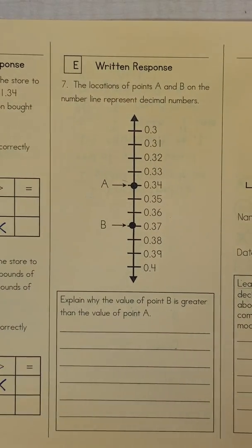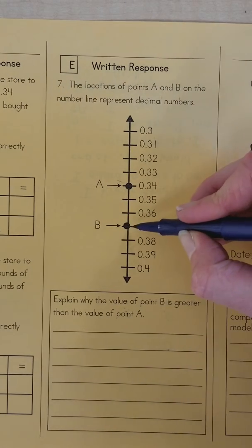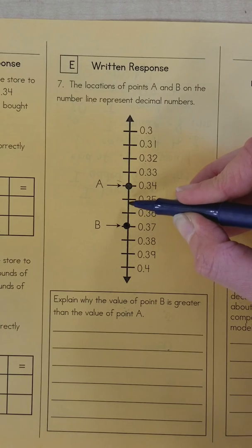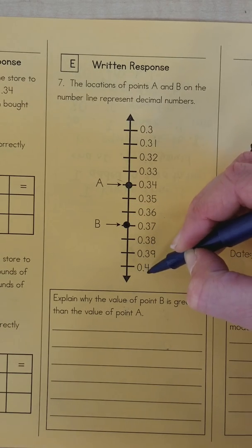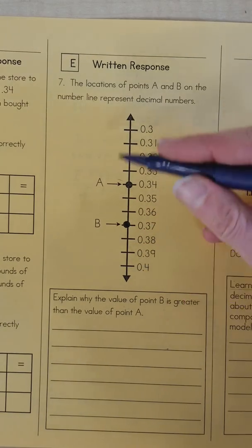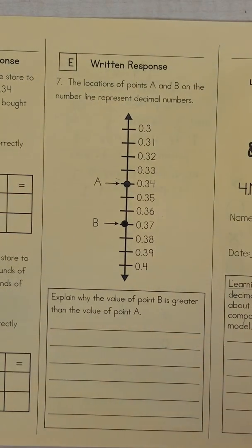Our last one. Looks like there is some explaining on this one, though. The locations of point A and B on the number line represent decimal points. Okay, we can see that. We can see that this is 37 out of 100, 36 out of 100. So this must be 4/10 or 40 out of 100, and it's slowly getting smaller. So it's between 4/10 and 3/10.